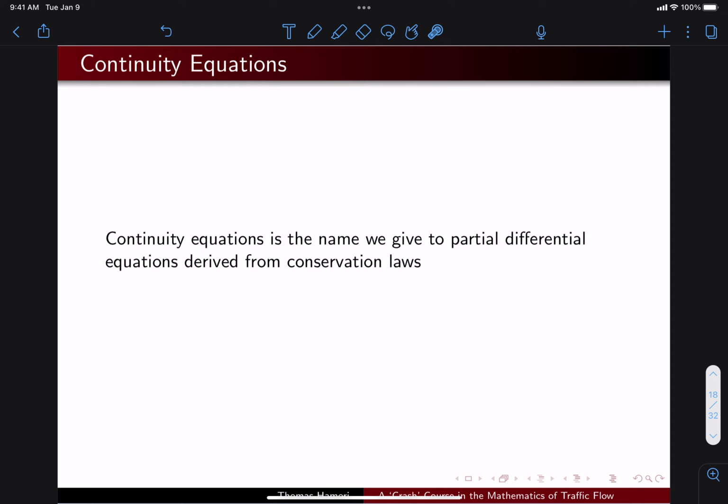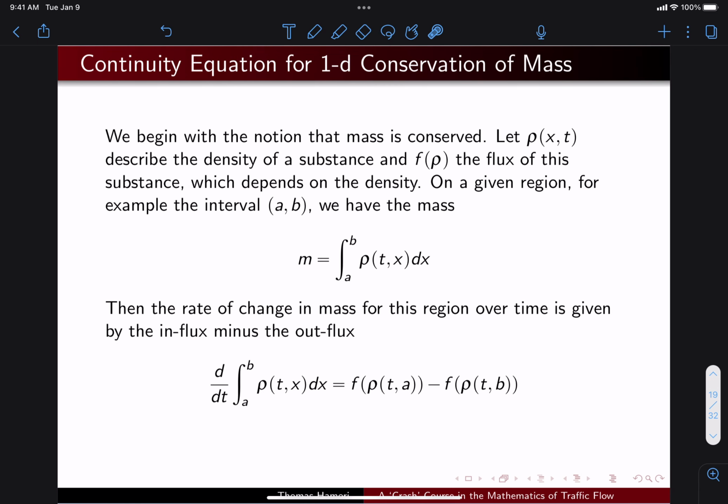Okay, so this is going to lead into what we call continuity equations, which is the name that we give to partial differential equations which are derived from conservation laws. So I'm going to show you a quick derivation of how that works. This is probably the most technical thing I'll do today. So what do we have?